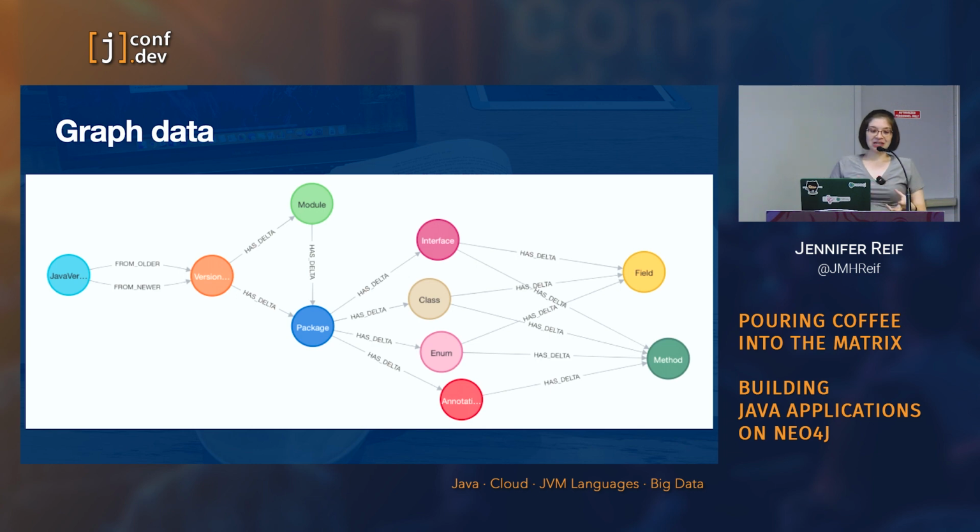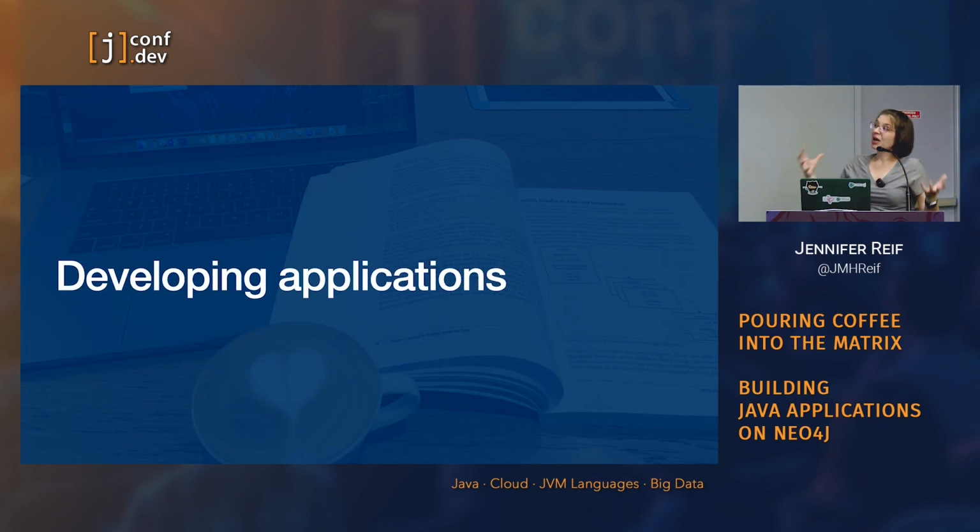So again, the data is modeled very naturally to how it exists in that real world, making less of a translation between the format the data is getting stored in and the actual data as it exists in the real world. All right, so now we're going to switch gears a little bit and talk about developing applications with Graph.